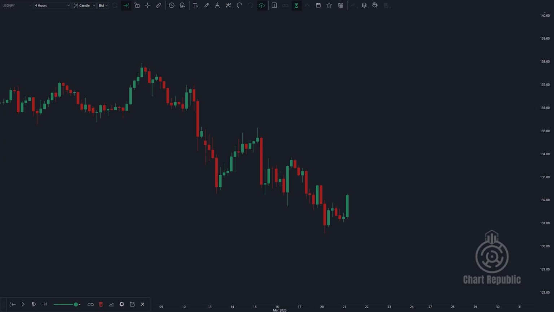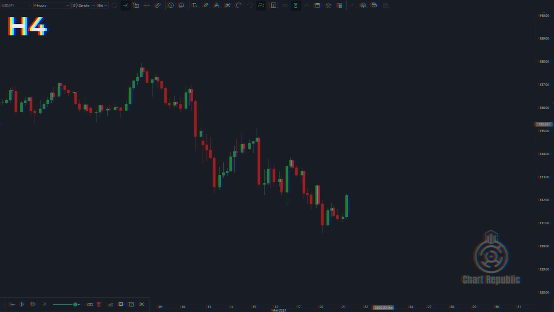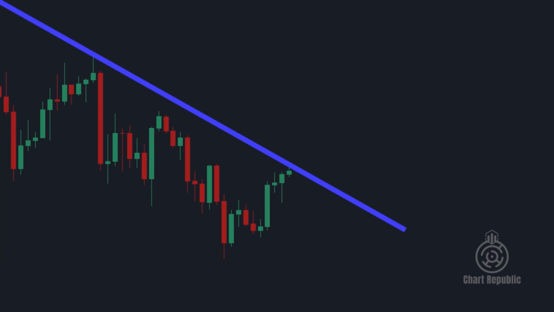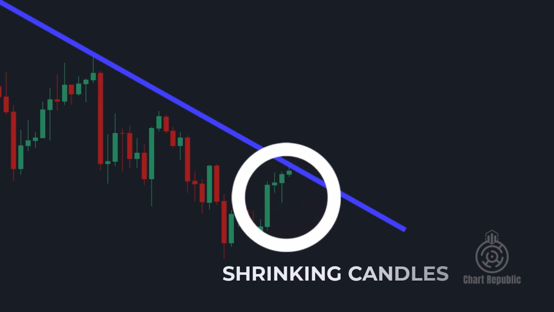Here the pair's price has declined steadily on the 4-hour chart. Using these three fractals, we draw a trend line and patiently observe how the price behaves as it nears this line for the 4th time. Upon reaching the trend line, the shrinking candles pattern clearly indicates momentum loss in this time frame.